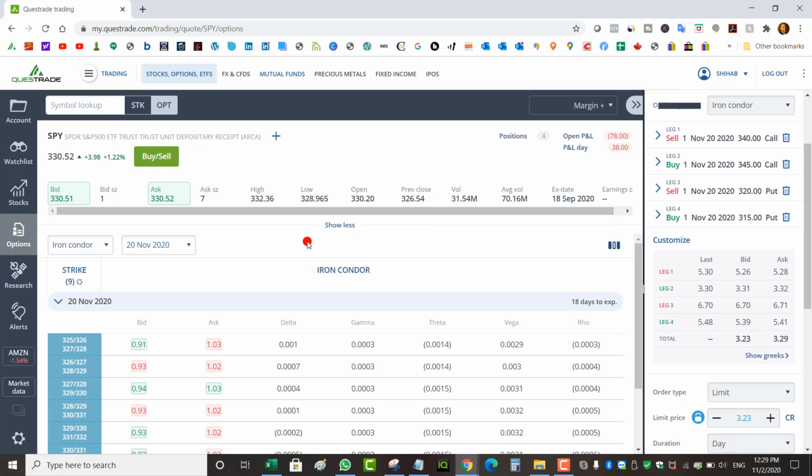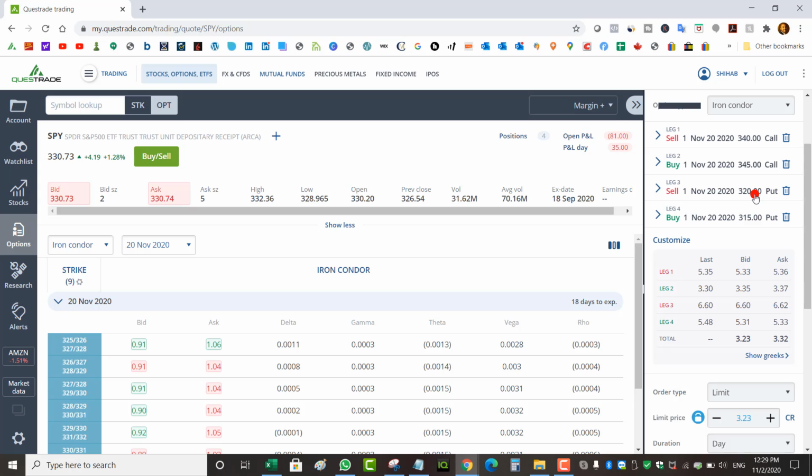If I want to go to expiry, wait till expiry and collect max profit, then these would expire worthless if SPY is trading, let's say, at 330. Because if SPY is trading at 330, these calls are out of the money. So they're going to expire worthless, they're going to be worth zero. These puts are going to be worth zero as well because they're out of the money. The put is below the market price of 330. But let's say SPY is at 310, well then this put option is going to be worth $5.